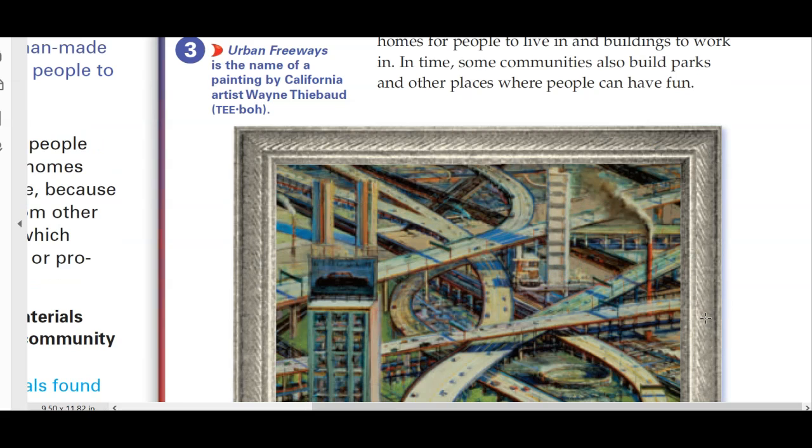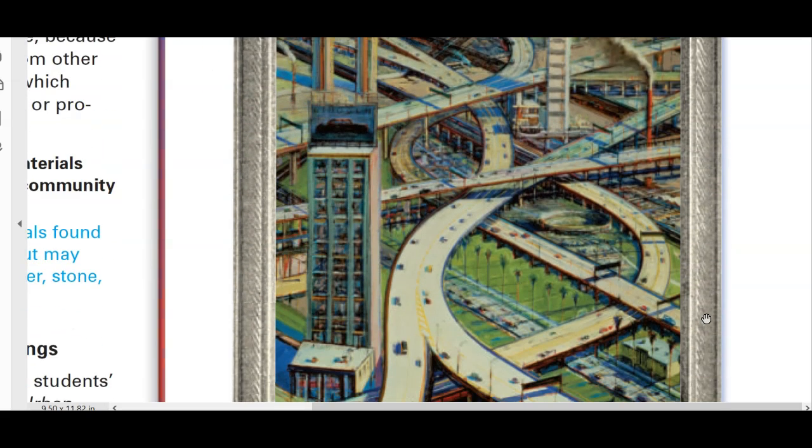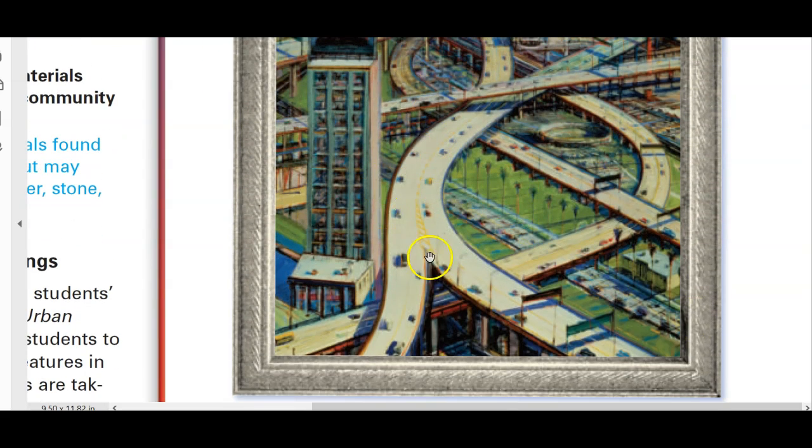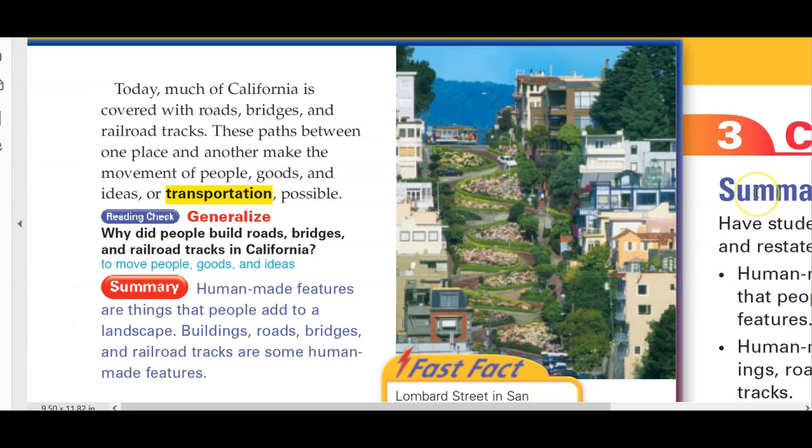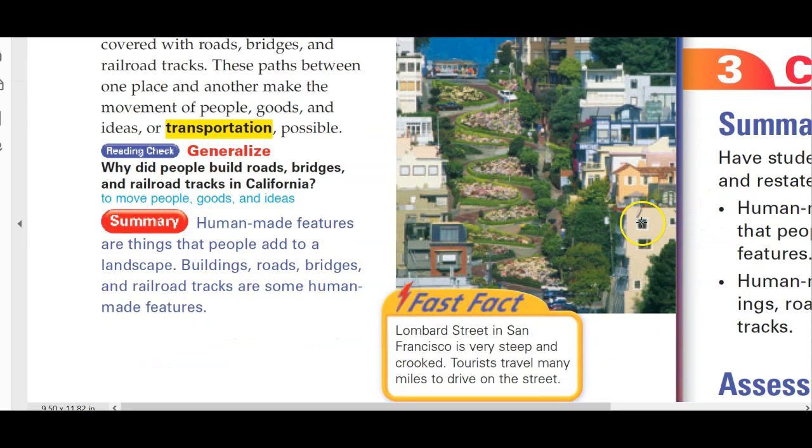This is what we call the Urban Freeways, is the name of a painting by California artist Wayne Theobald. Okay. You see freeways like this, like when you're in LA, Los Angeles, right? So much of California is covered with roads, bridges, and railroad tracks. These paths between one place and another make the movement of people, goods, and ideas, or transportation, possible. Okay? So basically, in summary, human-made features are things that people add to a landscape. Buildings, roads, bridges, and railroad tracks are some human-made features.